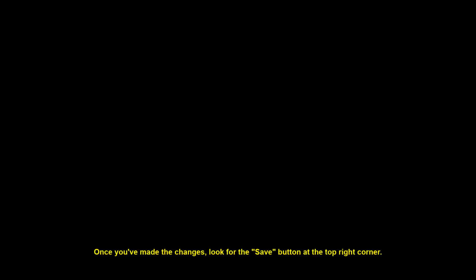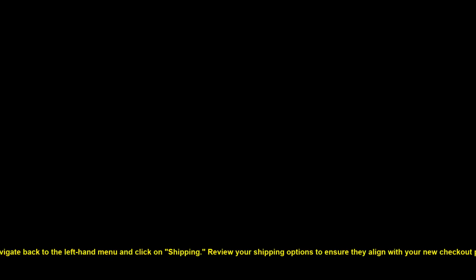Once you've made the changes, look for the Save button at the top right corner. Click Save to apply the new settings. Now, navigate back to the left-hand menu and click on Shipping. Review your shipping options to ensure they align with your new checkout process.